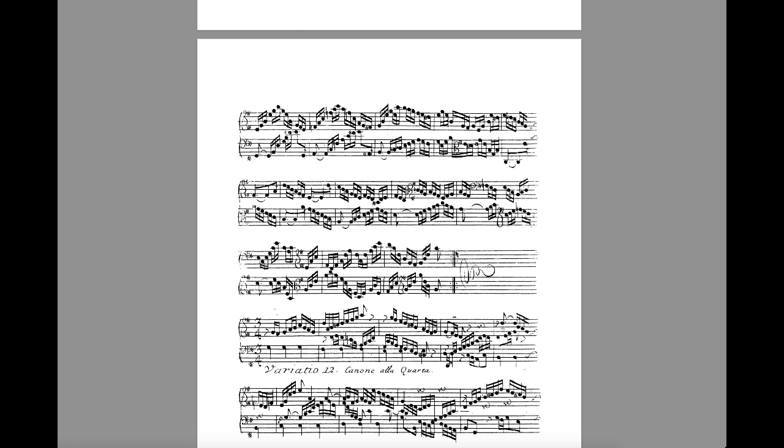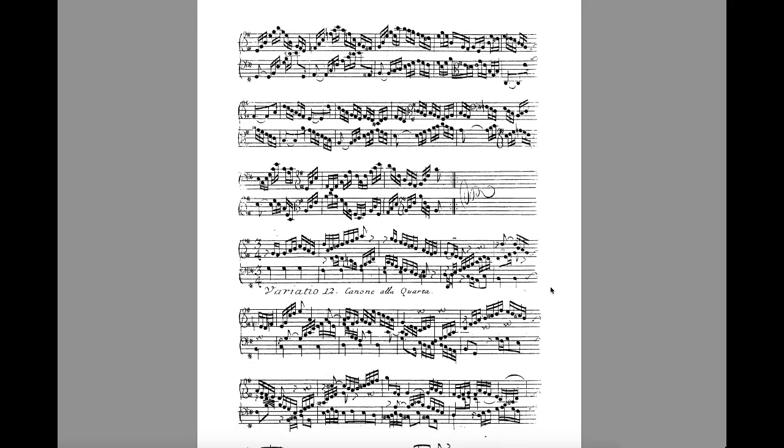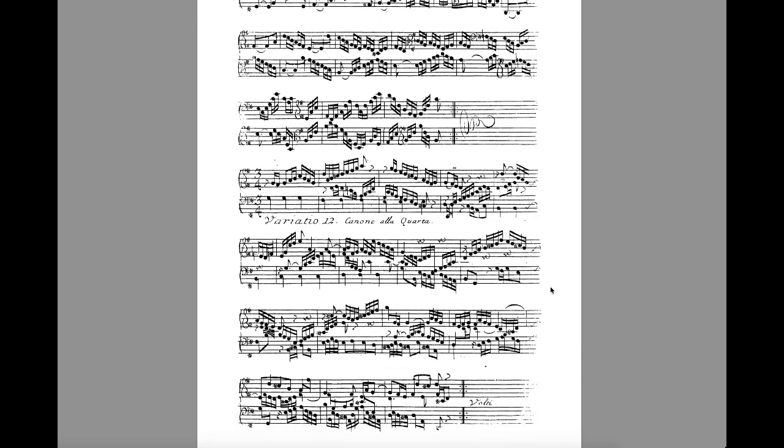What do we have here? No fermata, but we have a squiggly line. You're starting to see a pattern here.